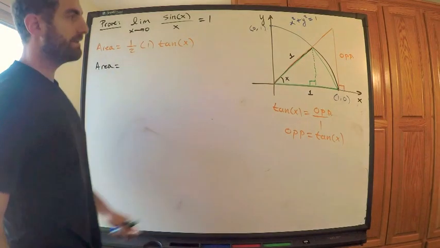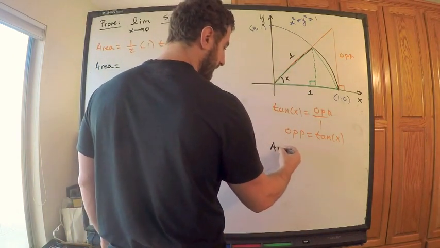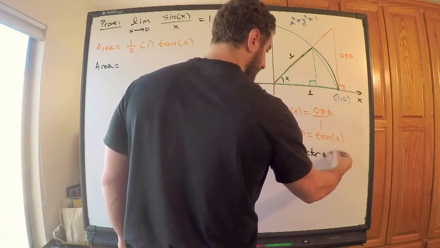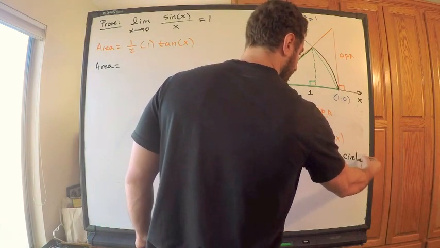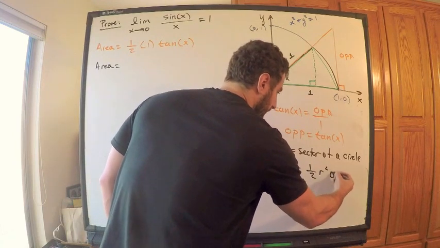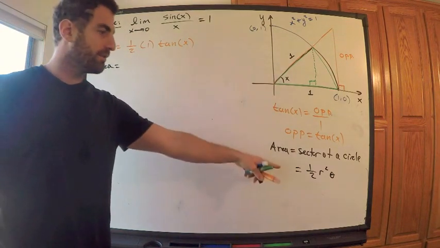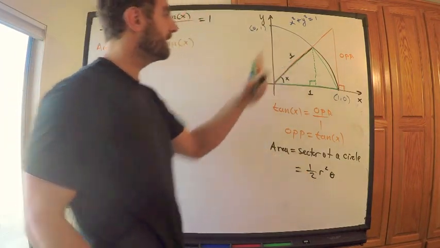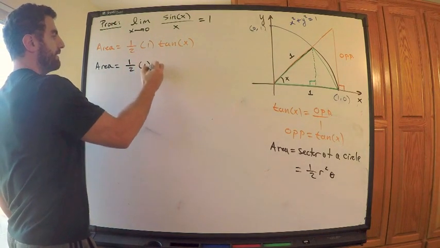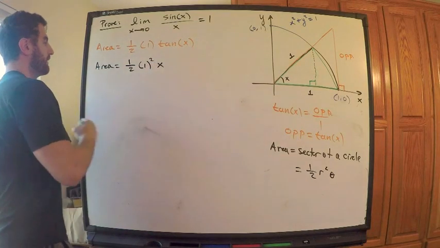What is the area of the black? This is the area of a sector of a circle, which is equal to 1/2 r squared theta. Theta is the angle, but here the angle is x, and r is the radius. The radius is 1, so the area of the black is 1/2 times the radius squared times the angle, which is x. So nothing going on there.